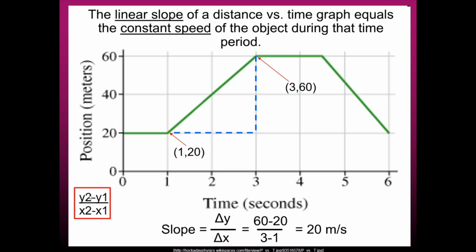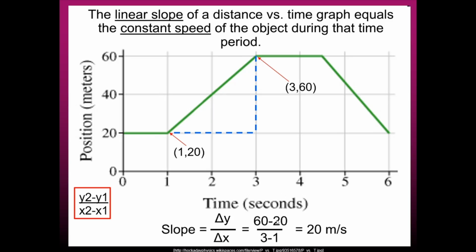So if we plug in, let's say this is point number 2, y2 would be 60 minus y1, which is 20, so 60 minus 20. And then x2 would be 3 minus x1, 1, so you take the x values. It's very important that you keep points 1 and 2 consistent. So if you're doing 60 minus 20 on the top, you're not doing 1 minus 3, you're doing 3 minus 1. Whatever y2 is, the x2 has to correspond to that.